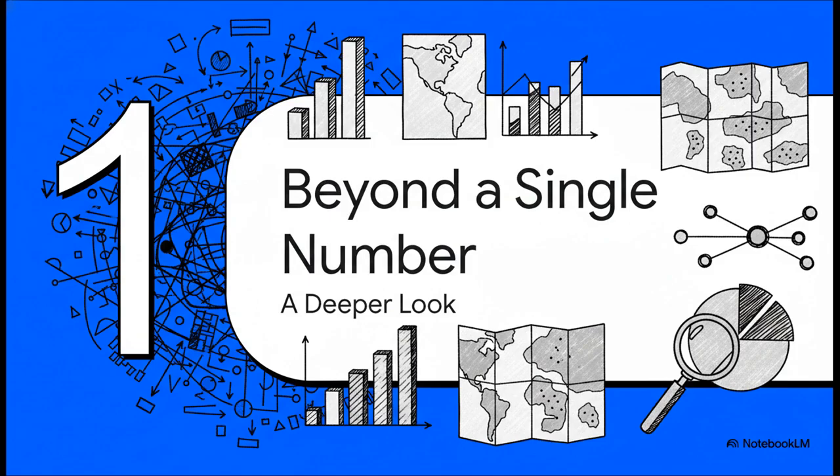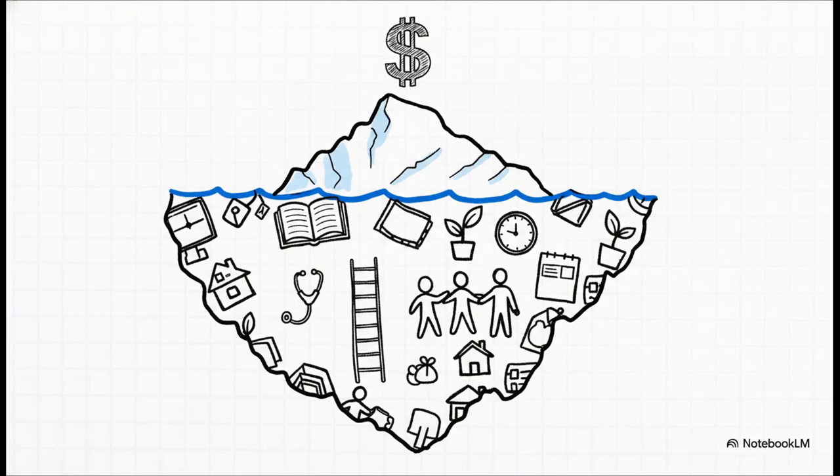So to really get a handle on this, we first have to understand why just one number can be so limiting. For years and years, the main way we measured poverty was with a single income line. You're either above it or below it. But that's kind of like looking at an iceberg and only seeing the tiny bit that's sticking out of the water. True poverty isn't just about a lack of cash. It's about not having access to good schools or healthcare. It's about being cut off from your community. It's multidimensional.